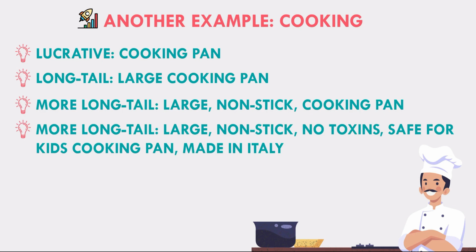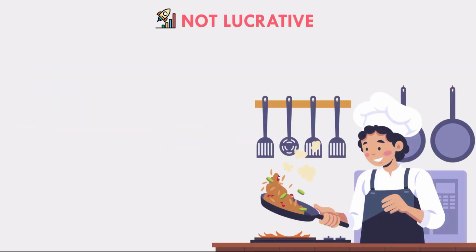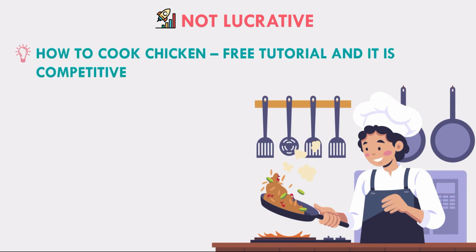And just to contrast that, let's look at other keywords in the cooking niche. For example, the non-lucrative keywords, like let's say how to cook chicken. What does the person searching want? This search indicates that that person searching is looking for essentially a free tutorial. They're not looking to buy anything.